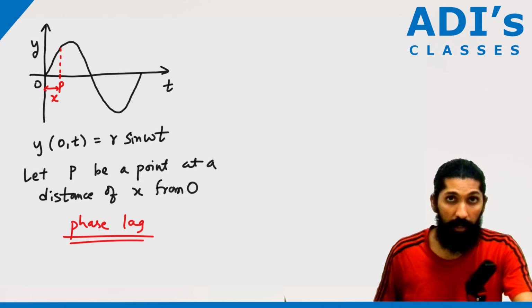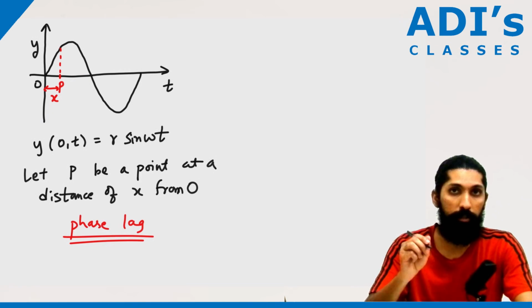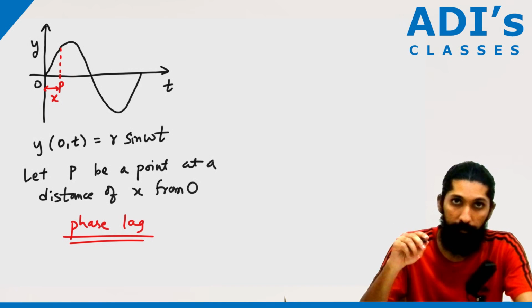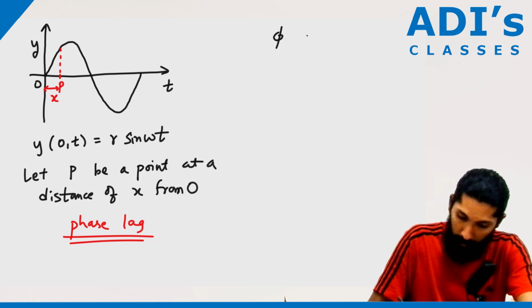Okay, point P has a phase lag. Now what we do, we are going to consider the phase lag in terms of the mathematical part. Fair enough? Now that phi value, phi, is called the phase. This is given by 2 pi by lambda into x.